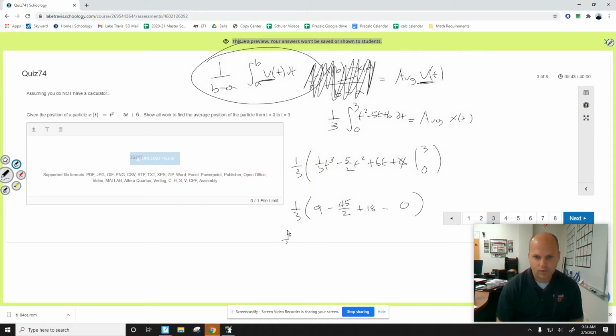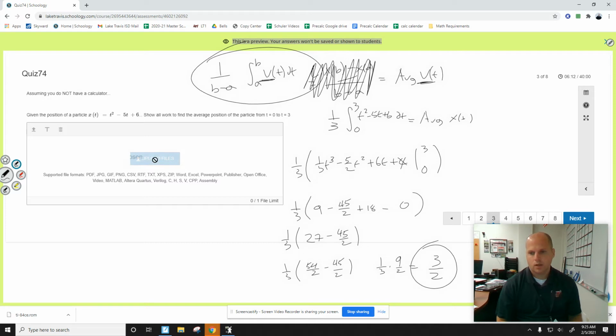And I get 1/3. This is 27 minus 45 halves. This is 54 halves minus 45 halves. This is 9 halves. And my answer is 9/6, which is 3 halves. Okay, now that's the average.